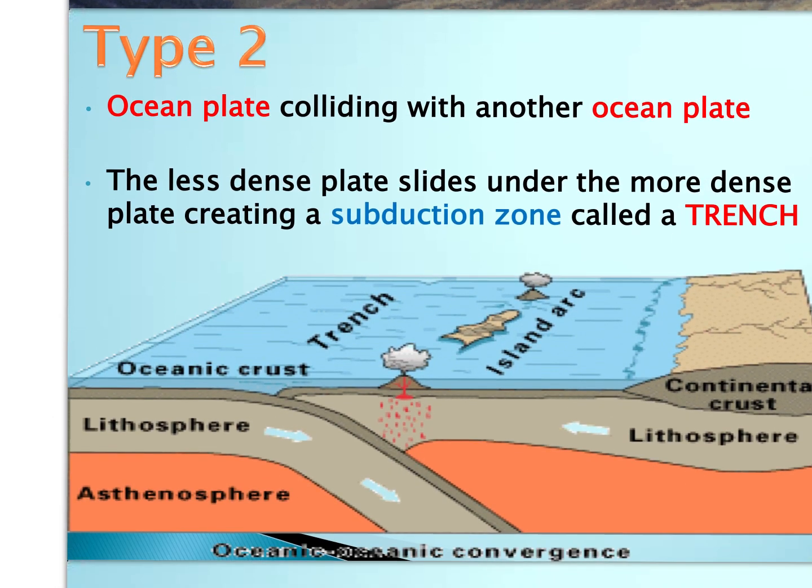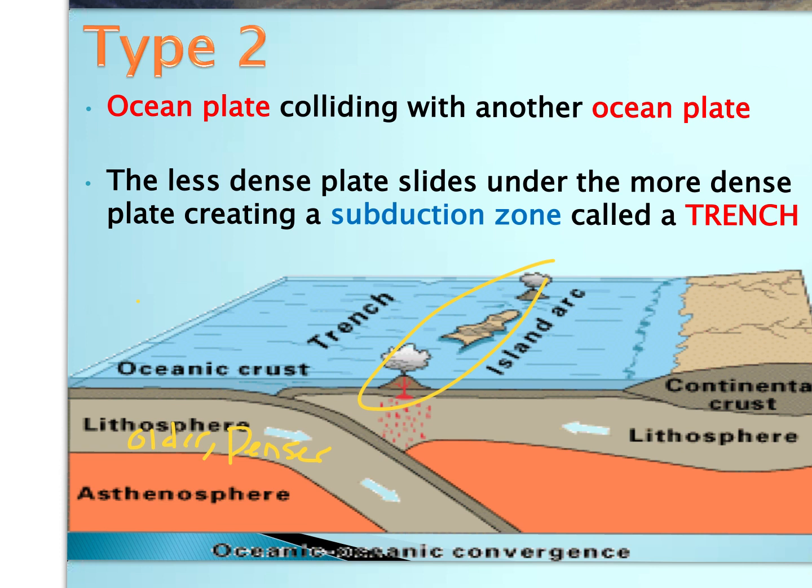Right, and then you got oceanic to oceanic. So oceanic to oceanic, the denser plate will subduct. Right, the older, so right here I'm going to say older, denser, because they're both oceanic plate right here. But again, volcano on the overriding plate.